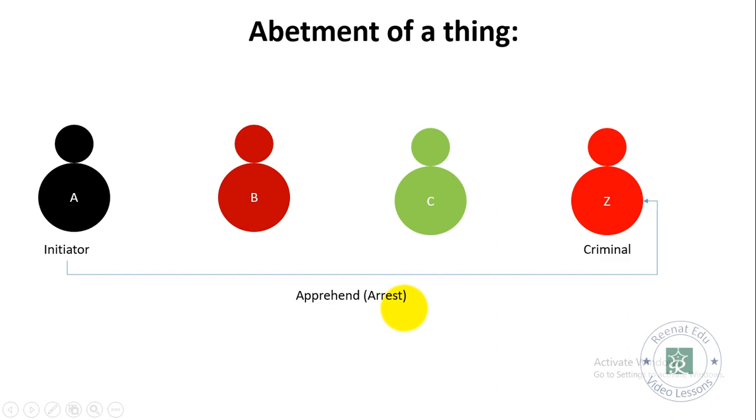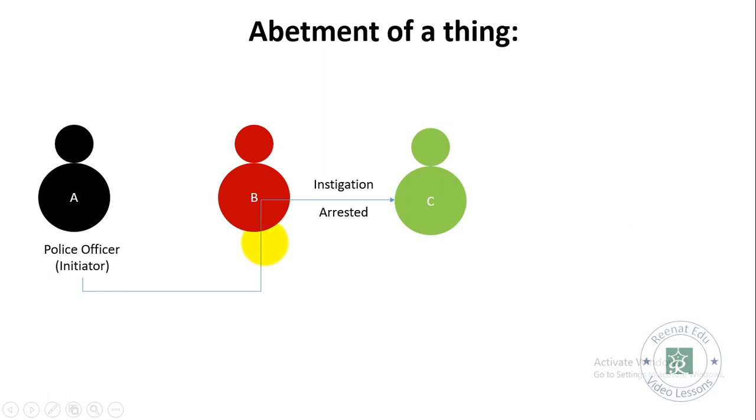You will understand. So for example, A is a police officer, and in this case the initiator of the act. The act is arrest. It's also called apprehend. So he got a court order to arrest Z. He's a criminal. Okay, he's absconding, so he wants to get arrested. So knowing this fact, B represented C as a criminal like Z, and thus the police officer did the act and arrested him.